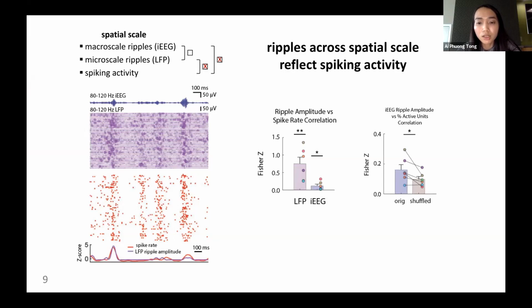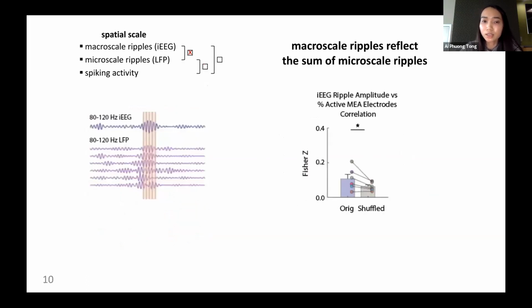And this is demonstrated in the middle plot, where each data point represents the correlation for one patient. We similarly looked at individual macroscale ripple events and characterized the spike content for each ripple event by looking at the proportion of spiking units. And we found that macroscale ripples reflected the number of spiking units.